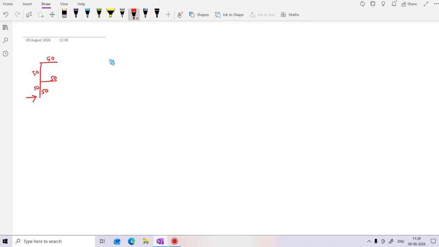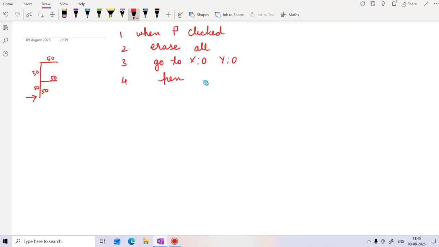So just see that. Fine. So we'll start from here. I'm taking from here. So again, the general commands. Number one, when flag clicked. Then erase all. Then third one, go to x0 and y0. Number 4 is the pen down. Finally, fifth one, you can start now.